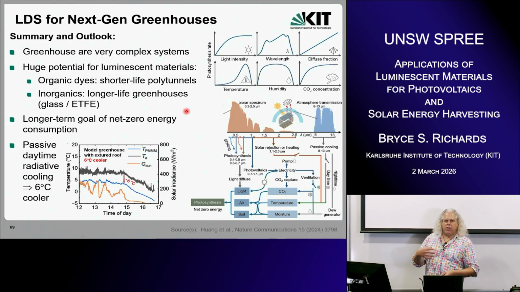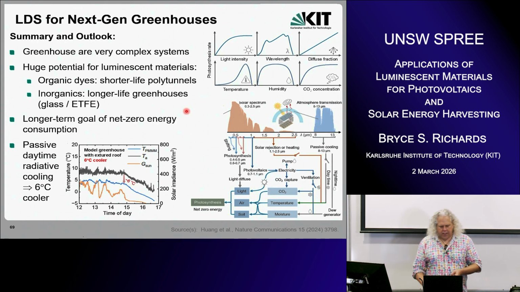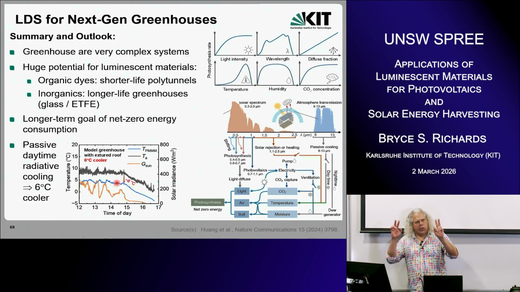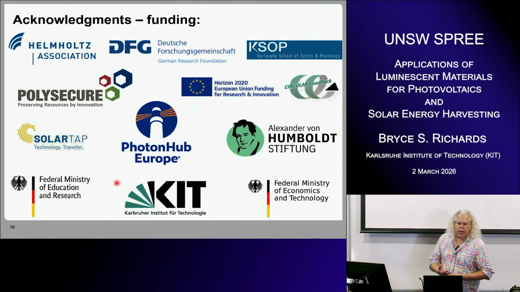You use energy for heating, ventilation, etc. We're trying to get that down to net zero. And one thing I touched on very briefly at the end is this concept of passive daytime radiative cooling, where you can achieve 6 degrees cooling in this model greenhouse compared to the standard glass greenhouse. And with that, it brings my talk to the end.